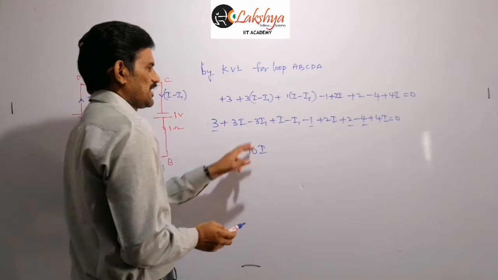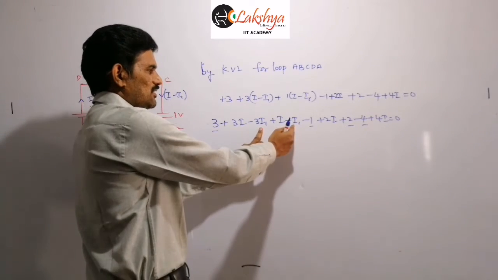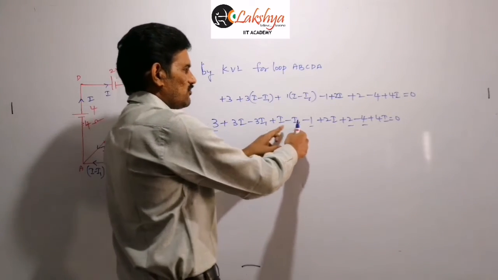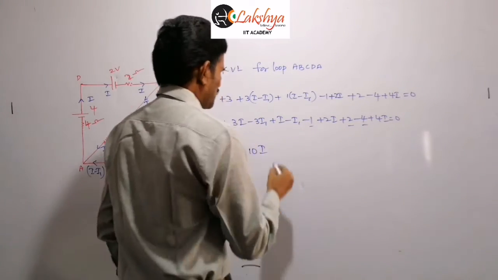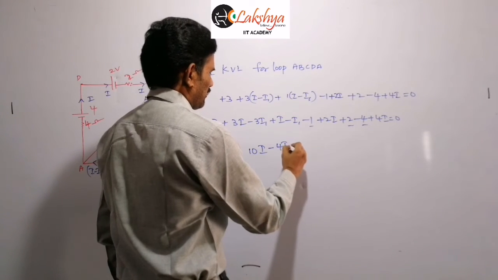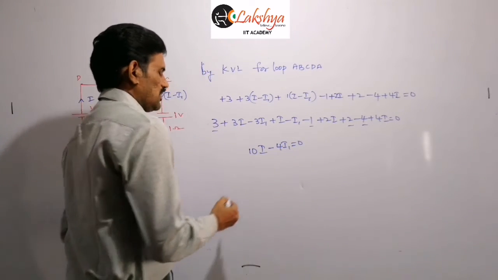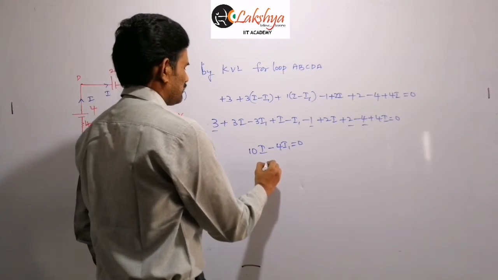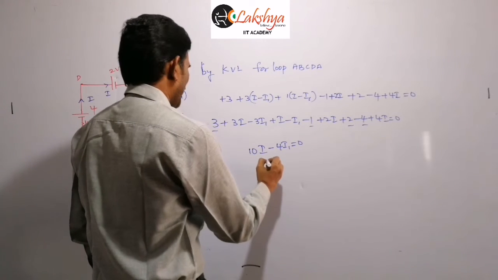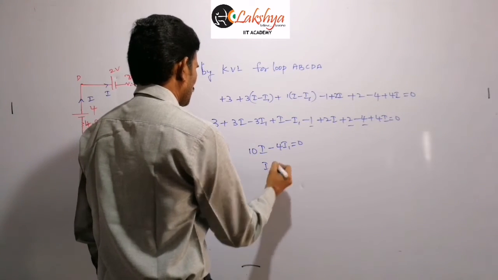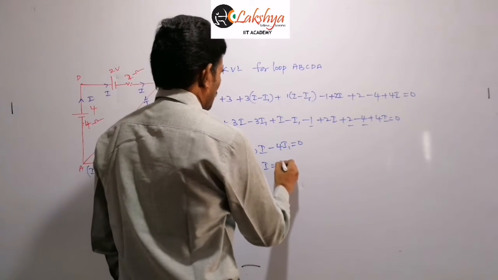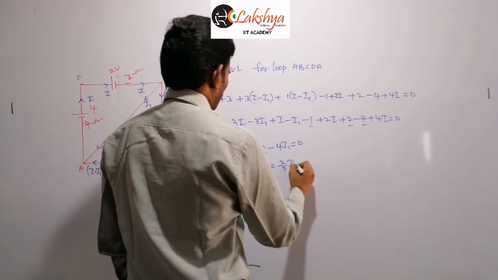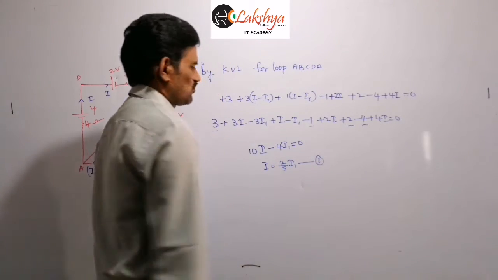So 10i and I1 terms minus 3, that means 3i1, 4i1 minus 4i1, so that's it, minus 4i1 is equal to 0. And therefore you can write this as I is equal to, we can find this value as 2 by 5 I1. Let's suppose this is equation 1.